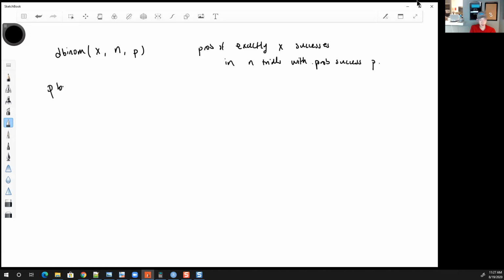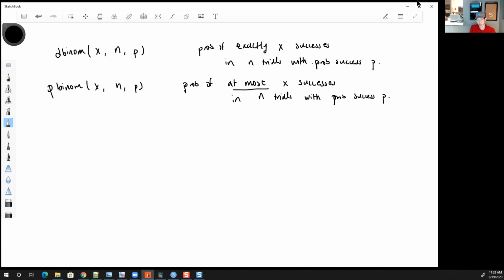Okay, and then P binom is the probability of at most X successes in N trials with probability success P. So at most X successes means 0, 1, 2, all the way up to X, and then we add them all together. So that's the P binomial. Okay.